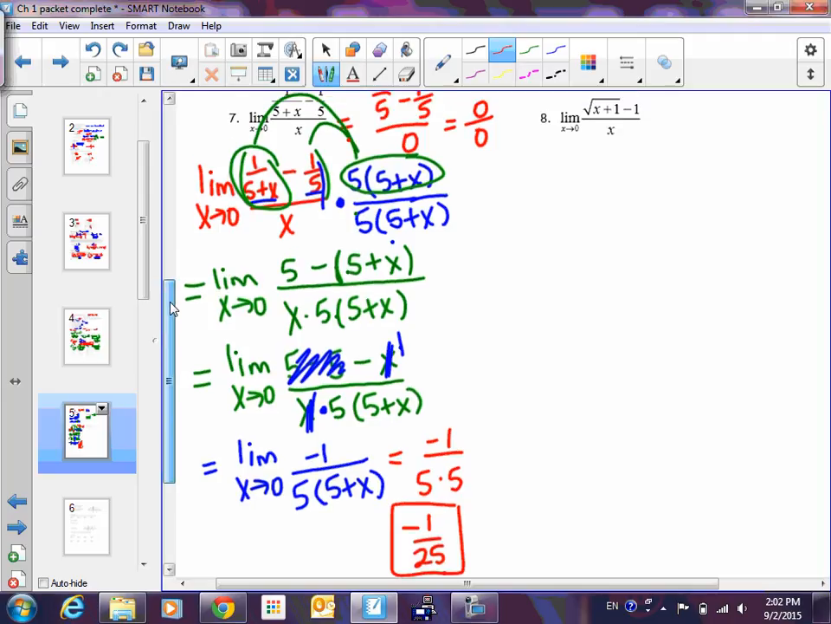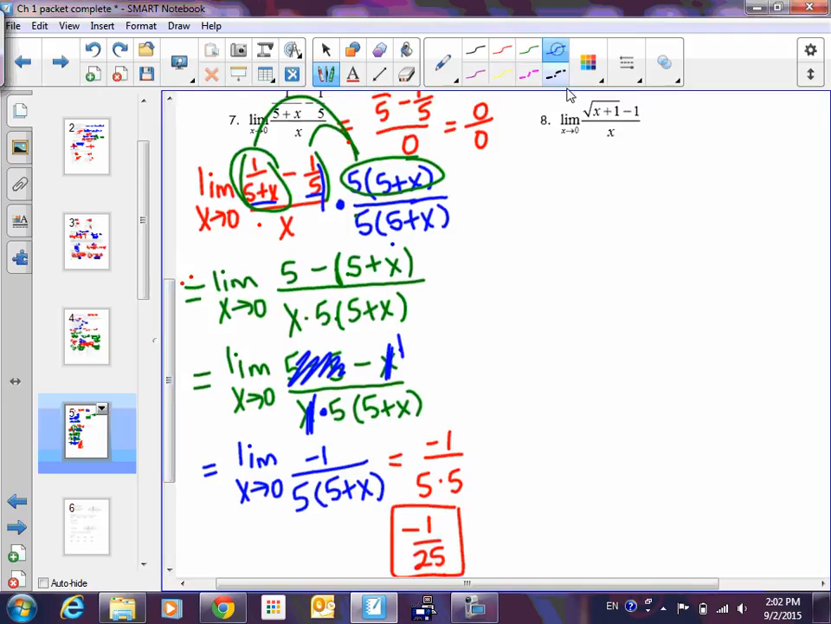Okay, number 8. Again, we're going to try by plugging it in. If we plug 0 in, we end up getting square root of 1 minus 1 over 0, 0 over 0 again. So this means do more. And again, factoring doesn't really help me. That doesn't factor. So I'm going to rewrite the limit.